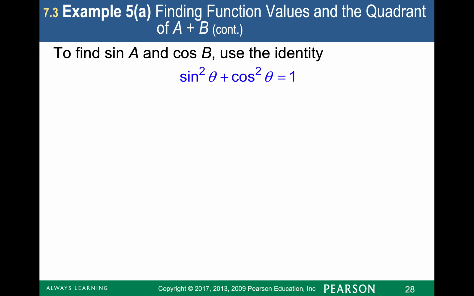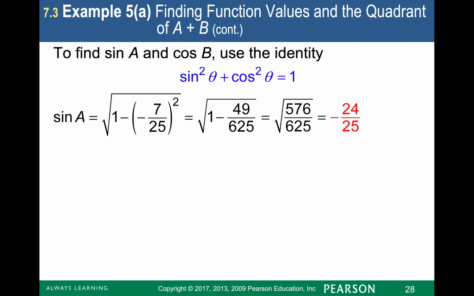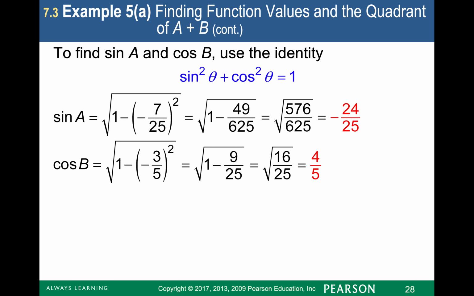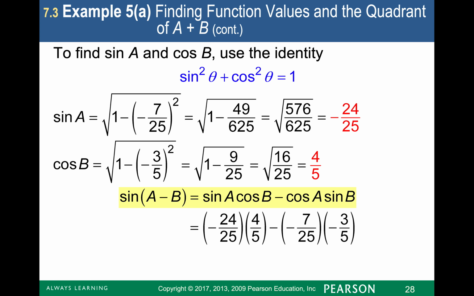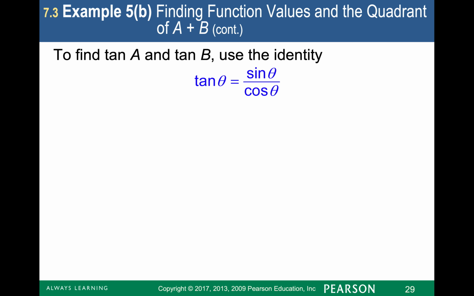So to find sine A and cosine B, we're going to work off of that fundamental identity, and we're going to solve it for sine. Then we're going to plug in to get our final answer of negative 24 over 25. We would do the same thing with cosine. Plug it in to get an answer of 4 over 5. Then I would plug in the values for A and B so that I have them. So then I would plug in the cosine of A and the sine of B and so on.